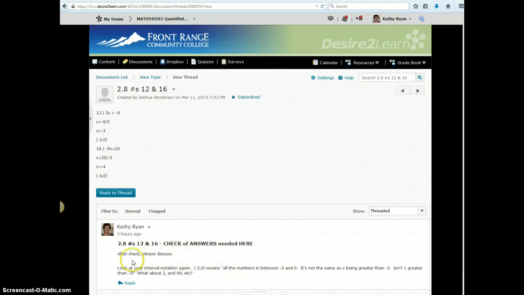So what I've posted is asking for someone to come in and respond. And then I'm talking to Josh, who has posted the problem, and mention an error that I found. So I don't expect a student to find every error, but this is something that I want him to notice, that this particular interval notation was not correct.